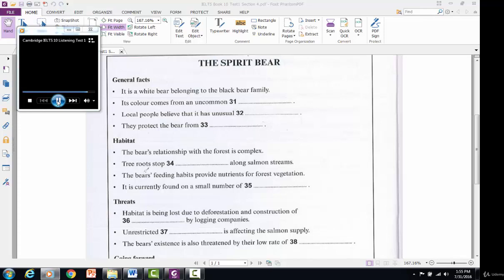The greatest threat to the bear's existence is the loss of its habitat.